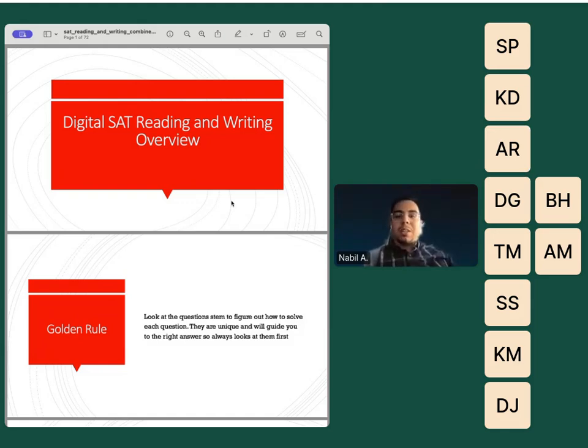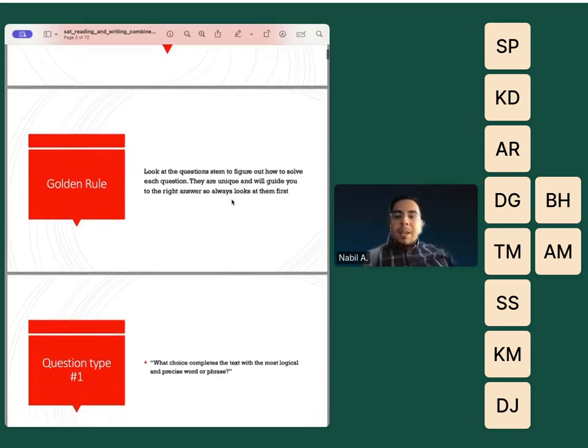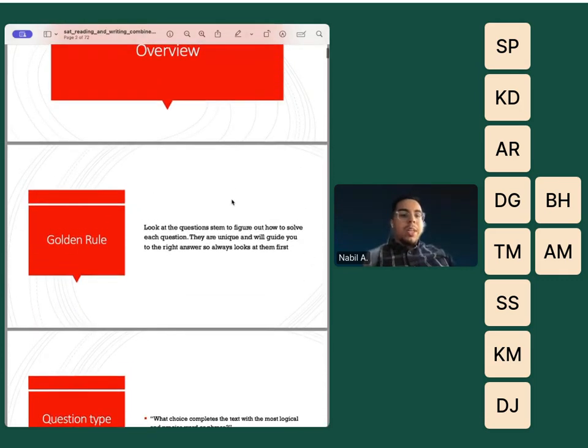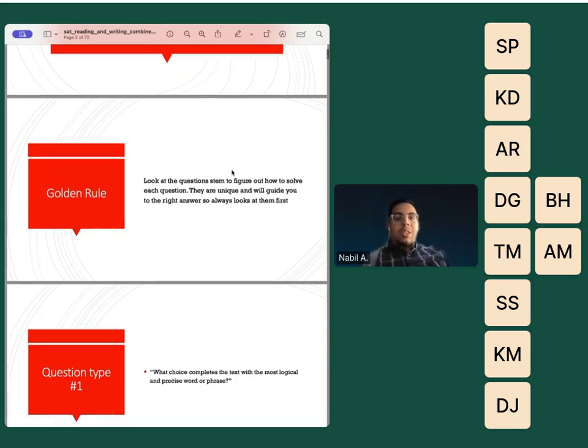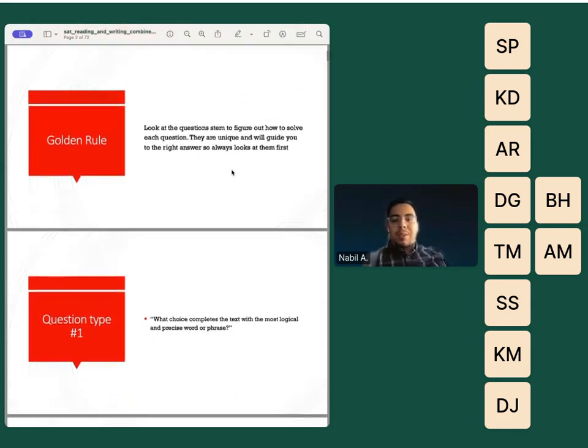So this is going to be the SAT reading and writing. One thing that I really want everyone to focus on is there are different types of questions that you'll typically see on the SAT reading. A golden rule that I like to hone in on whenever I am with my students is to look at the question stem and figure out how to solve each question. So in this presentation, I'm going to go over different types of questions that you'll see in the reading section and various strategies to tackle each one.